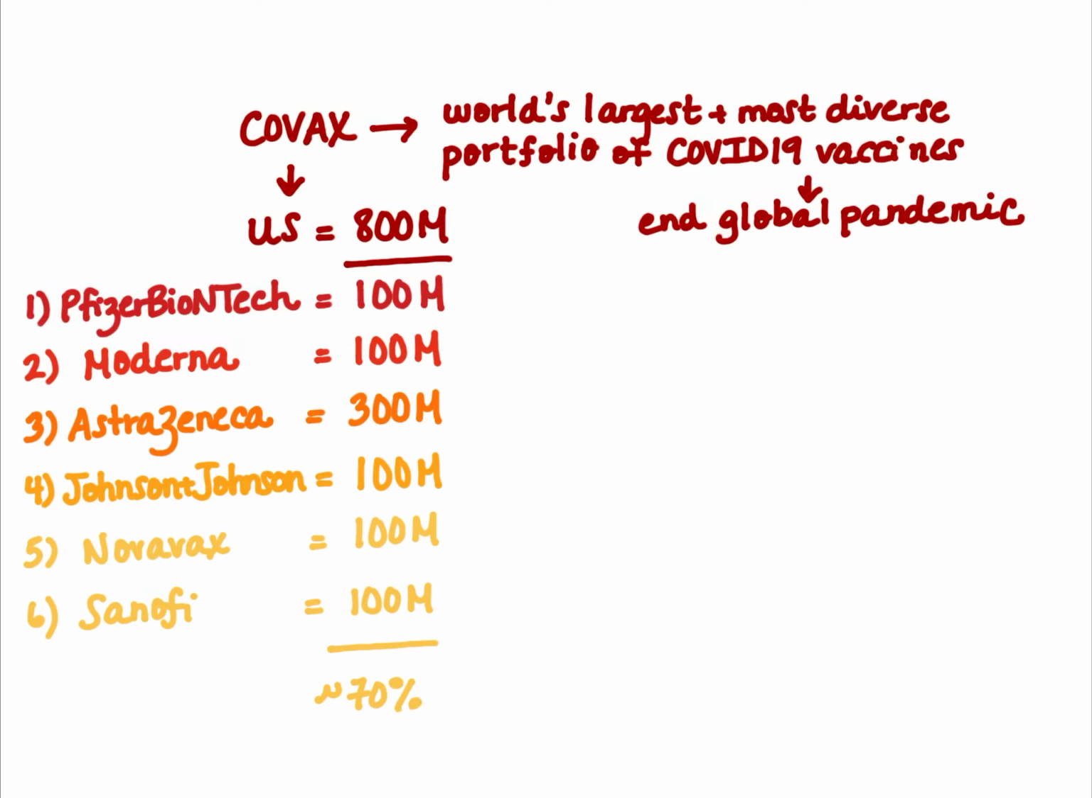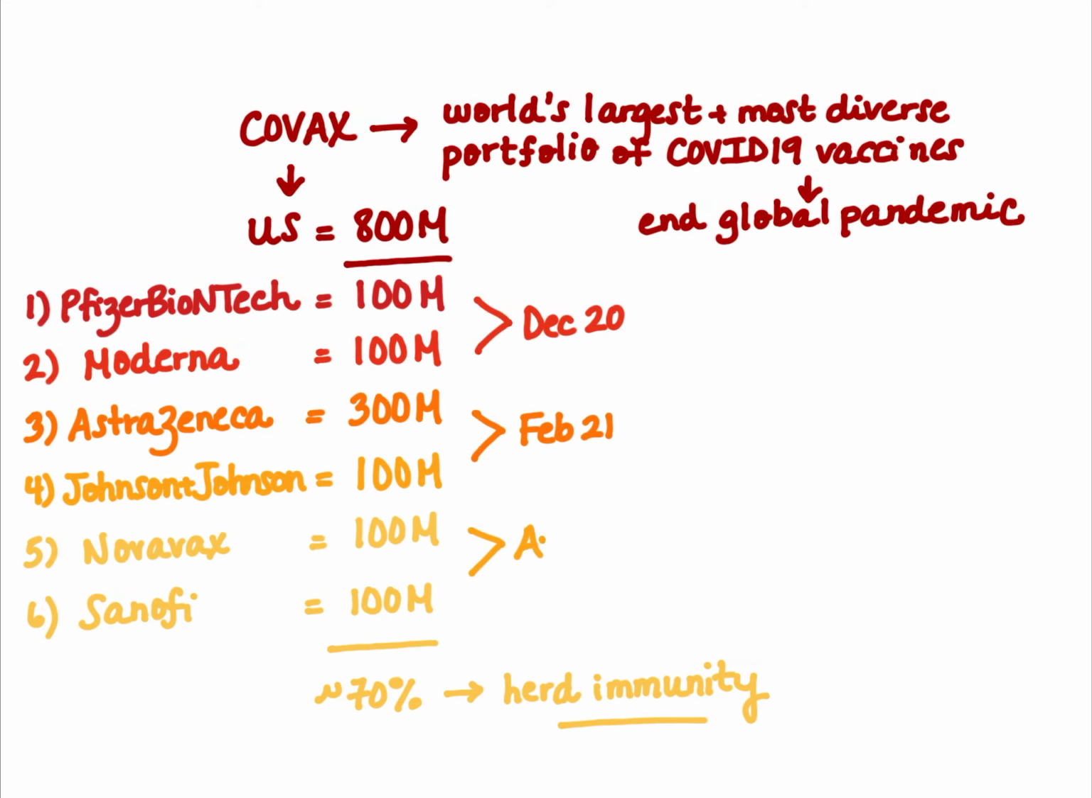So kind of grouping these companies together, we'll see that the Pfizer, BioNTech, and Moderna companies were both ready to distribute their vaccines as of December 2020. This is when they both got immediate emergency approval from the FDA, the World Health Organization. AstraZeneca, Johnson & Johnson will not have theirs until February 2021, and Novavax and Sanofi will be ready in April 2021.